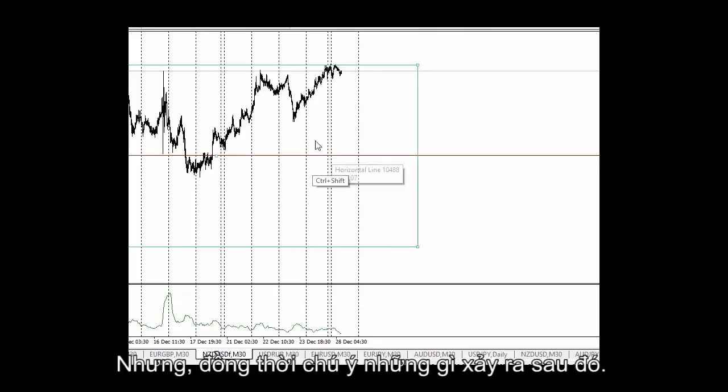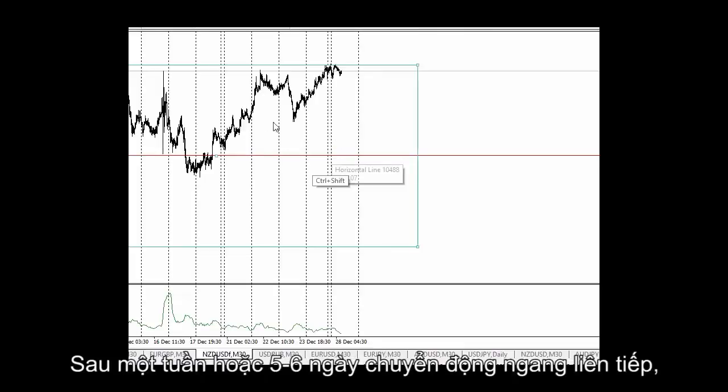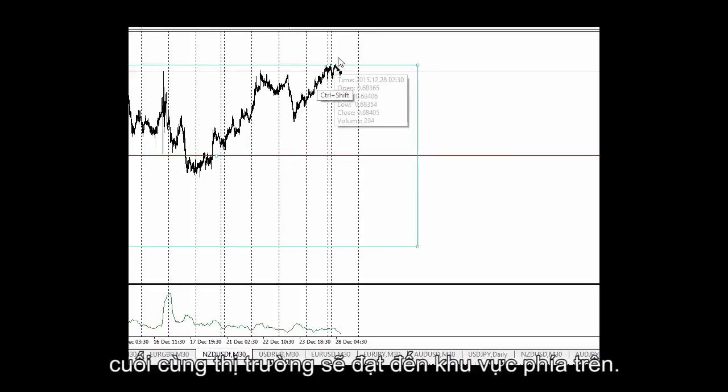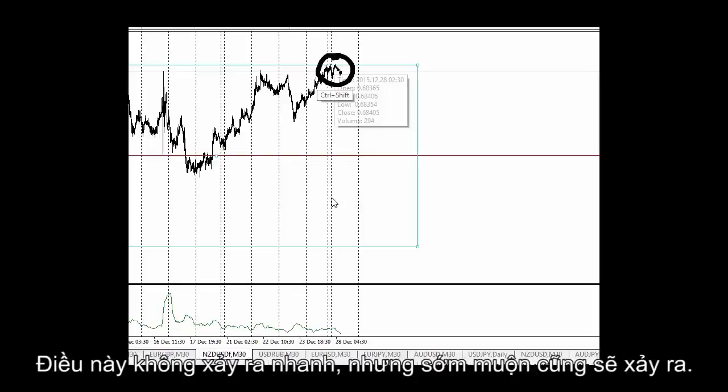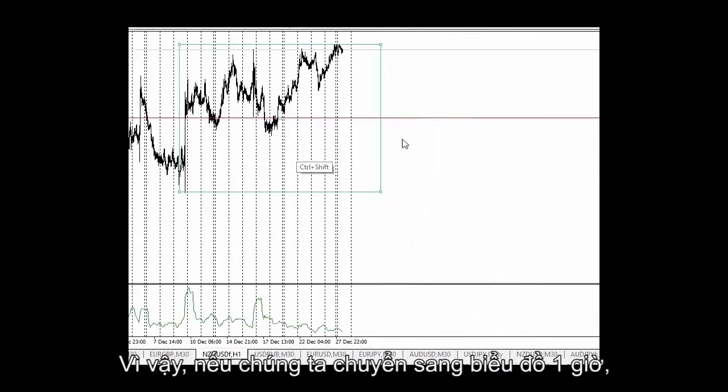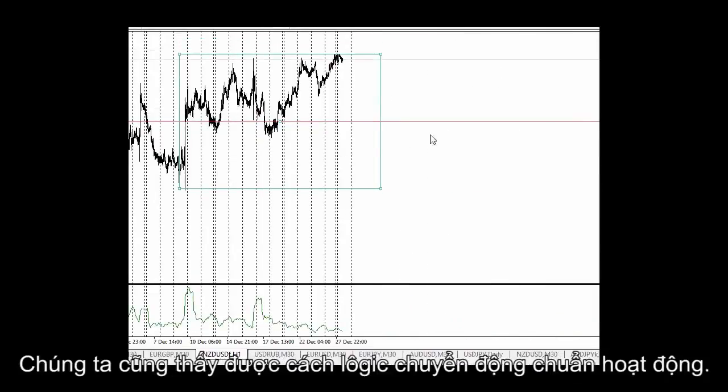But also notice what happens later. After a week, or about 5 to 6 days of continuation to the sideways, market eventually is reaching the upper side of this range. It doesn't happen very quickly, but eventually it happens. So if we switch, for example, to the 1 hour chart, we also can see that the logic of the measured move eventually is working here as well.